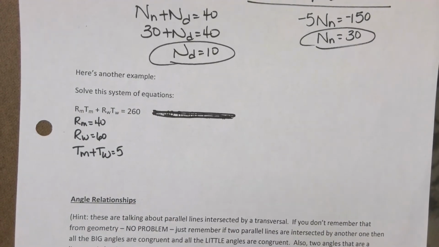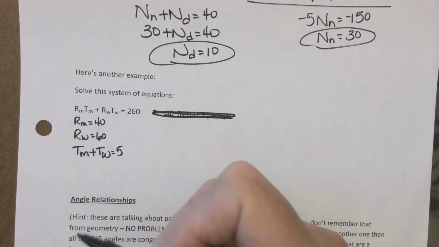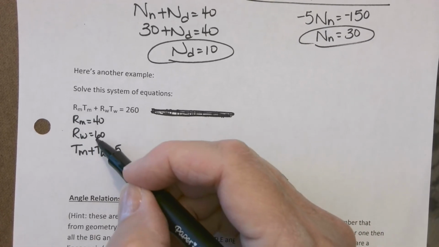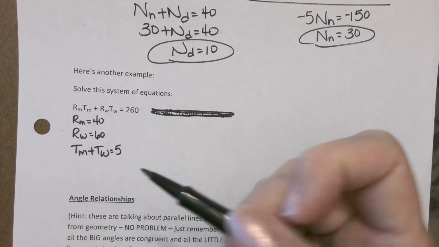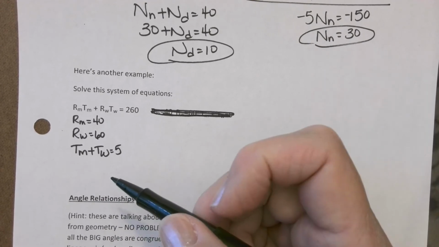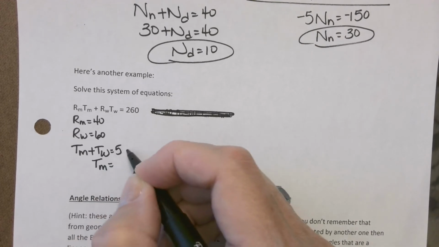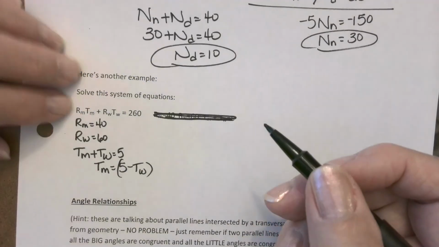So what I want to think about, though, is when they're like this, I know that I'm going to take every one of these in the bottom and I'm going to plug them into the top. Okay? So this one I'm going to plug in right here. This one I'm going to plug in right here. This one I need to solve for one of those variables so I can plug it in. So I'll just take this and I'll move this one to the other side. So it's 5 minus t sub w. Okay. Now I'm going to start plugging in.